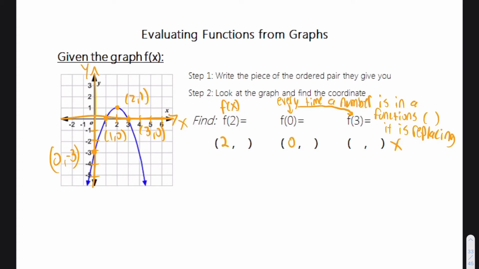F of 0, they gave you x. The 0 was x. F of 3, they want 3 to be x. Then we take a look at the graph. On the graph, where 2 is x, here's the x. 2 is matched with the number 1 on the graph for y. When x is 0, here at the origin, the blue line is touching at -3. That was the y. When we look for 3 for x, we follow the blue line to x being 3, and our answer is 0.